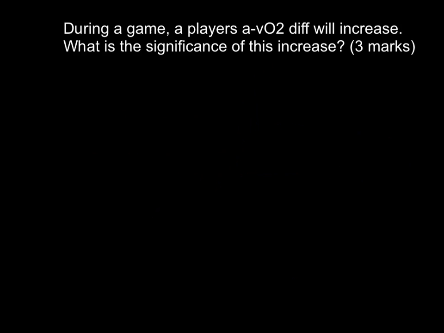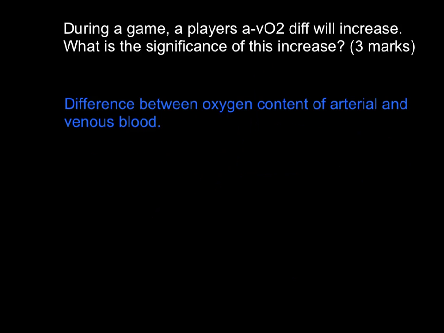What is the significance of this increase? I.e., what does it basically mean? Right, what are we always going to get a mark for doing? We are always going to get a mark for giving a good definition. So for the 3 marks available, there's number 1: difference between oxygen content of arterial and venous blood. Why am I getting a mark for that? Look, it hasn't given you a definition of it in the question. So you're always going to get a mark for giving a definition of it in your answer. So number 1, there's a tick. I've got 1 out of 3 so far.